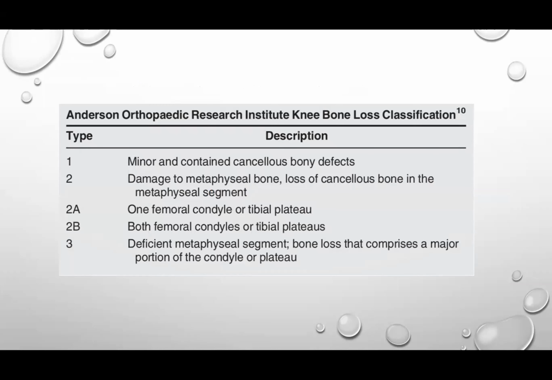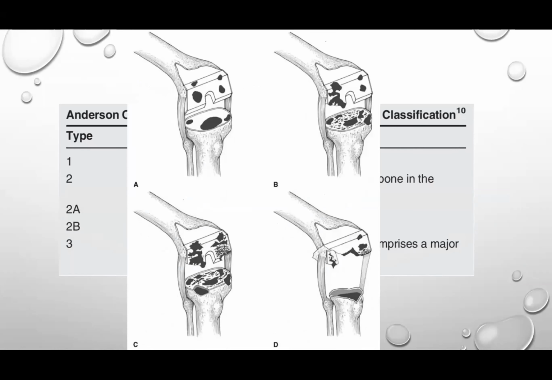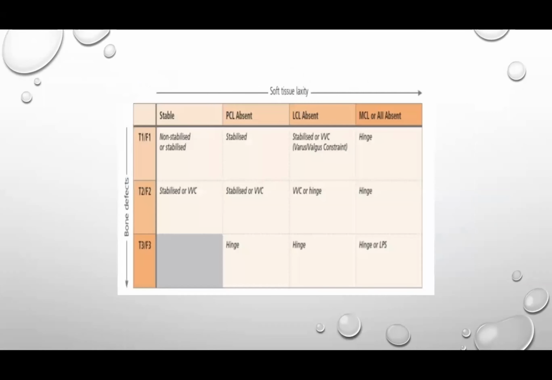Going into more constrained implants, you really need to know how much bone loss you have. The Anderson Orthopedic Research Institute knee bone loss classification is quite important, and you can study how much bone loss you have in your knee and plan the prosthesis accordingly. This is a very nice table where you can decide the type of prosthesis according to the bone loss and the laxity.